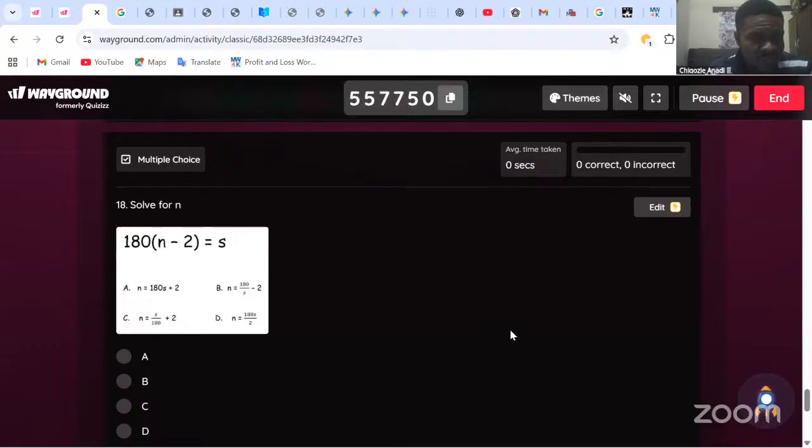So instead of opening the brackets, to save time, I just divide both sides by 180. So I'll be left with n minus 2 equals s over 180. Then I transpose minus 2, which means adding 2 to both sides of the equation. So I'll have n equals s over 180 plus 2. So the answer is C.